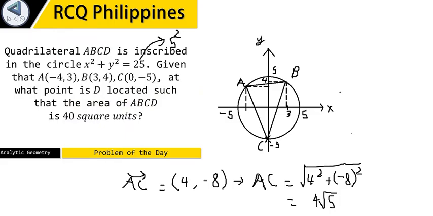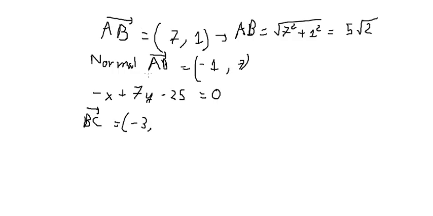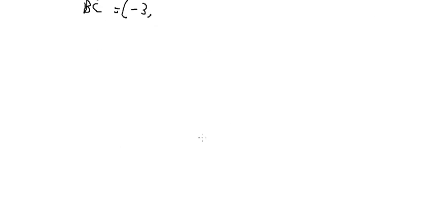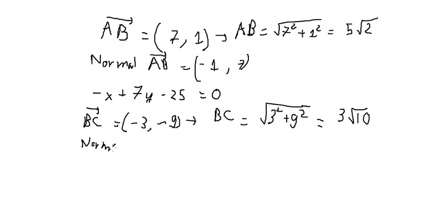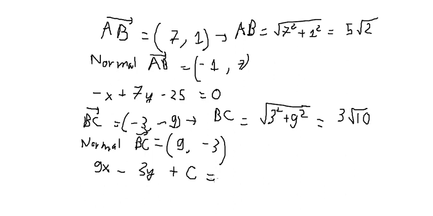So we have 0 minus 3, you get negative 3. Negative 5 minus 4, you get negative 9. So we have the length of BC. I just ignore the negative sign because the square gives a positive. So we get 3 multiplied by the square root of 10. So we have the normal vector BC, that should be 9, negative 3. So we have 9x minus 3y plus c equals 0.